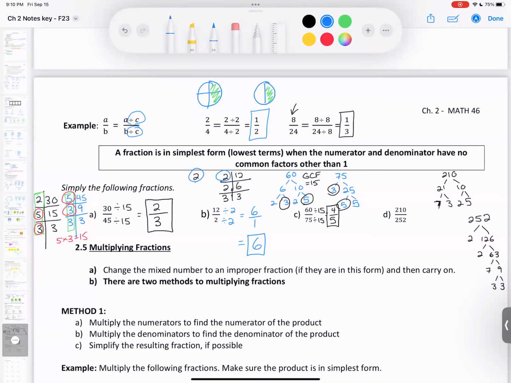Okay, so now we have to figure out what's in common between those two. We have a 7, and one 3, and one 2. And so our GCF here is 7 times 3 times 2, which is 21 times 2, which would be 42. Okay, so that means we're going to divide the top and bottom by 42.